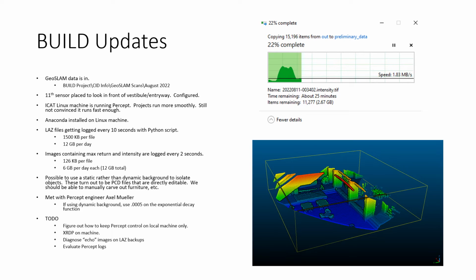The iCat Linux machine is running Percept. We migrated things from the Windows machine to the Linux machine. I do think it probably runs a little bit more smoothly, but I'm not convinced it runs fast enough. We keep hitting this roadblock, and if we do, I'd almost rather just run this on a Windows box, honestly, because I'm a little more familiar with Windows, and I'd be able to get things running faster than having to hammer around Linux and figure things out. But it doesn't matter. It's all running fine.